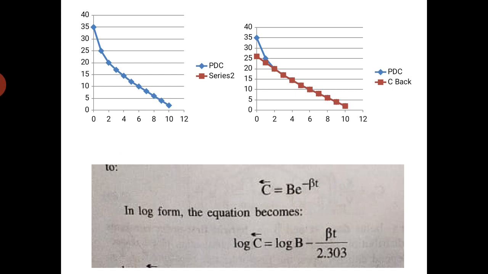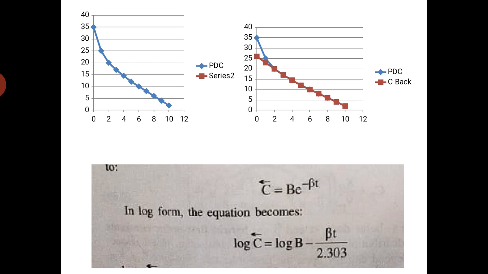If you take the slope of this red line, what value will you get? Slope is equal to minus beta divided by 2.303, and beta is equal to slope into 2.303. That's it. So we got the first rate constant, that is beta. Beta stands for elimination; it is the micro constant supporting the elimination. Now we have to determine the alpha.